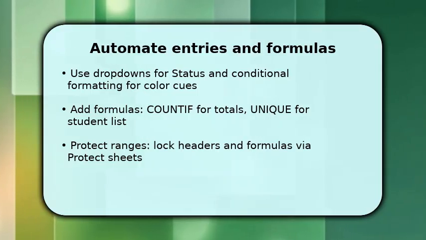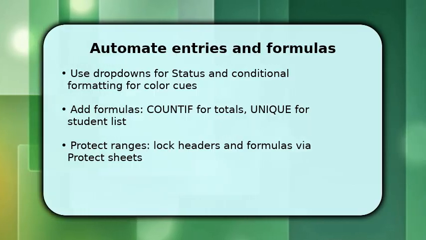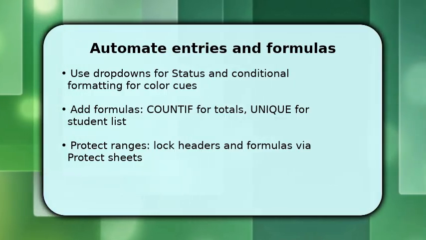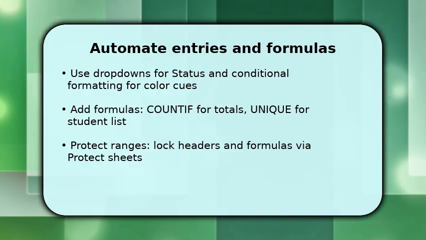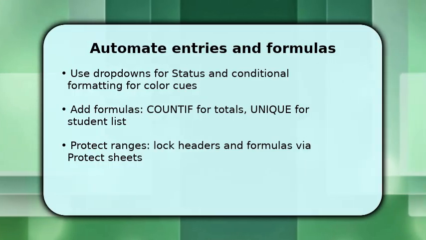Use COUNTIF to tally present per student, SUMPRODUCT for percentage attendance, and UNIQUE plus SORT to generate a clean roster. Once your formulas are working, protect header and formula ranges to avoid accidental edits. This ensures reliable summaries and keeps raw data editable while preserving calculation.